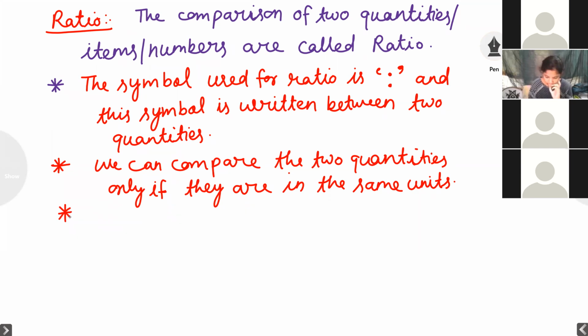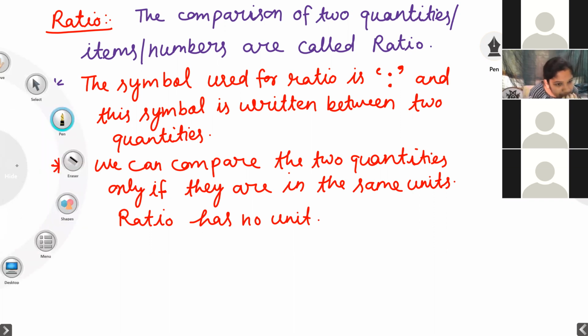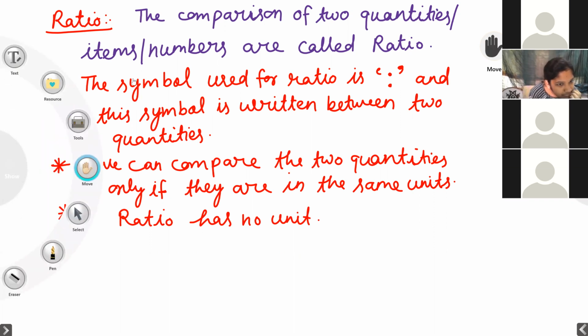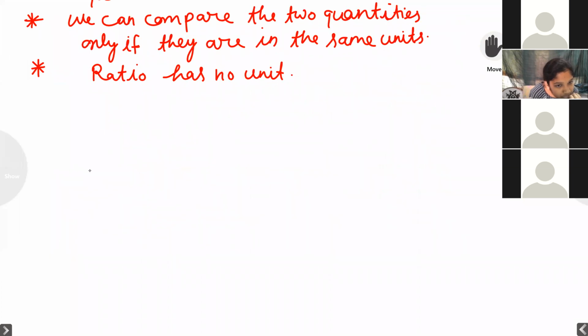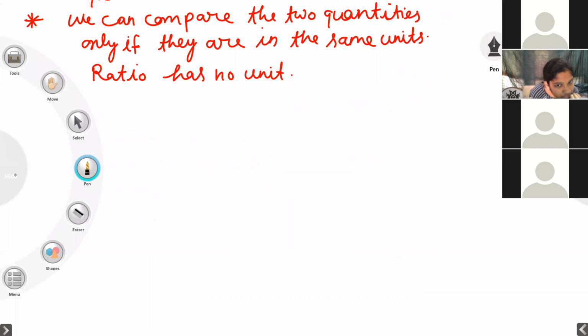Third star point. Ratio has no unit. I will explain why ratio has no unit. Ratio has no unit. Next point.